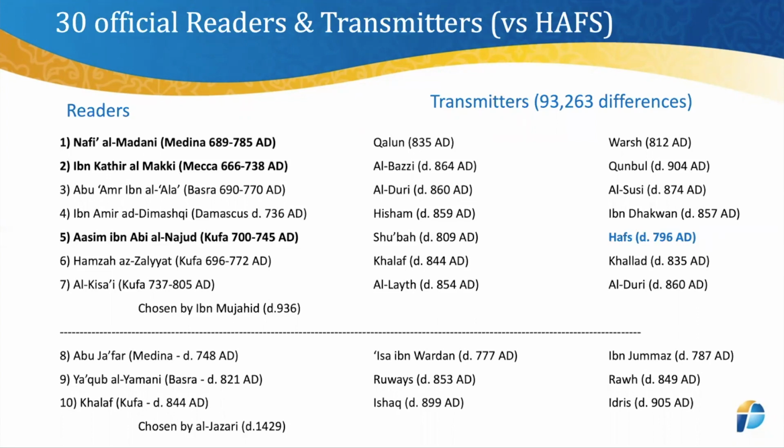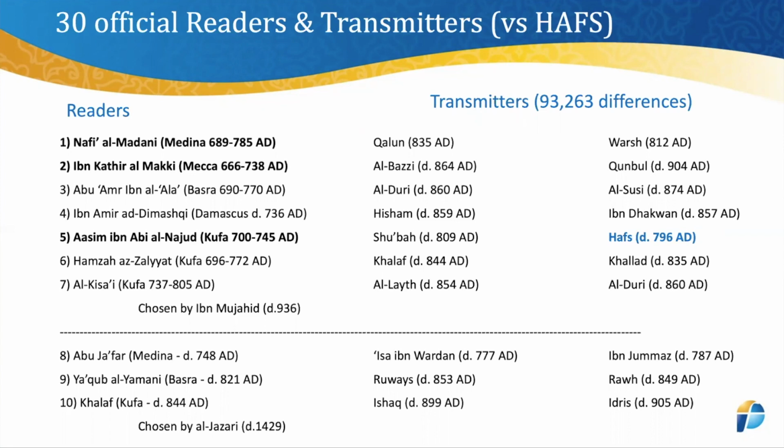Chosen by Ibn Mujahid in 936. Below that, you'll see 8, 9, and 10: Abu Jafar, Yaqub al-Yamani, Khalaf. Chosen by al-Jazari in 1429. So 7 plus 3 make the 10. Whenever we talk about the 10 qira'at, whenever Shabir Ally or Yasir Qadhi is talking about the 10 qira'at, he's talking about those 10 there.